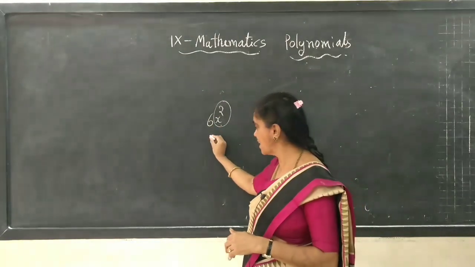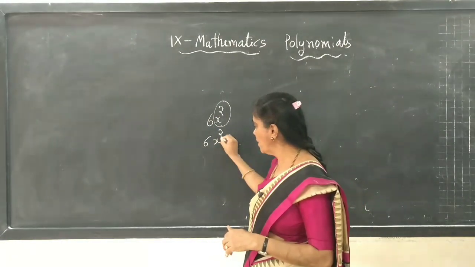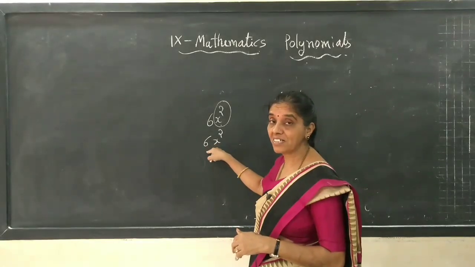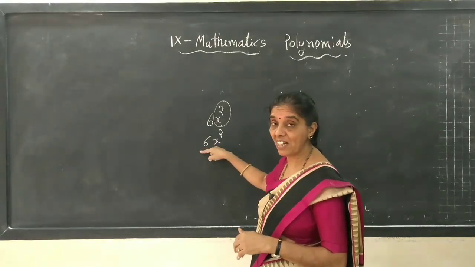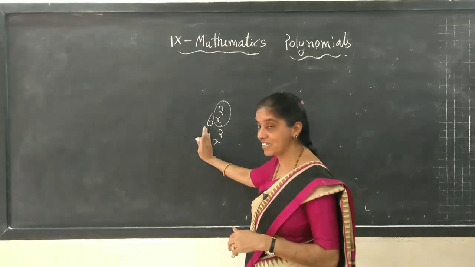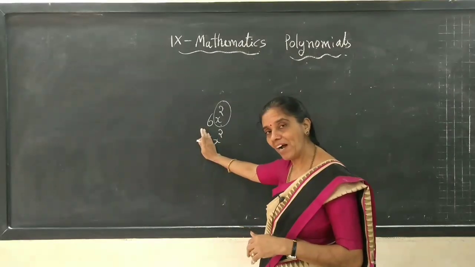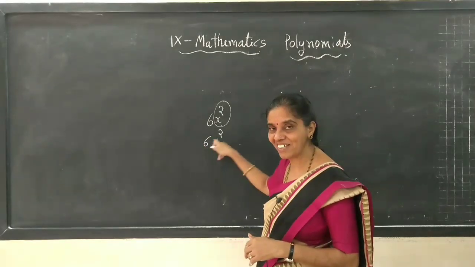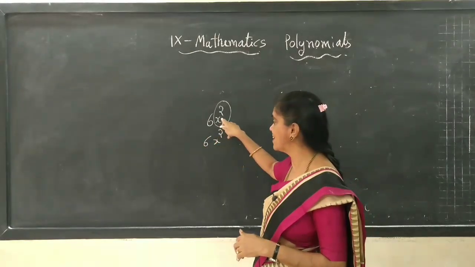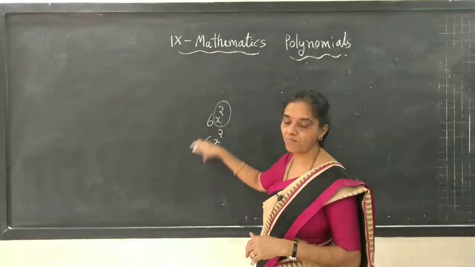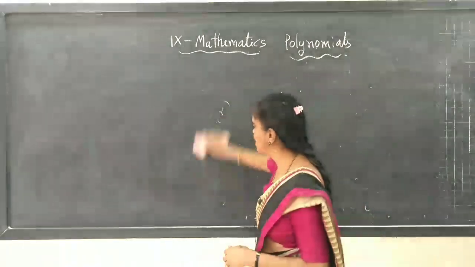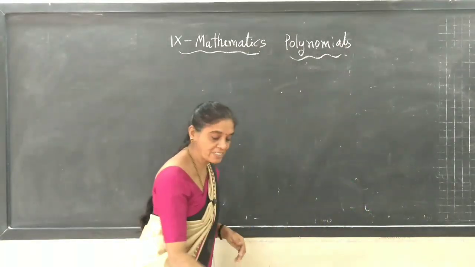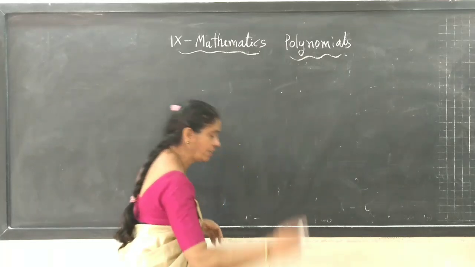If I ask what is the coefficient of 6 in 6x square, considering 6, the part remaining other than 6 is x square. So the coefficient of 6 is x square, and the coefficient of x square is 6. So all the part except the number we are taking is called the coefficient.